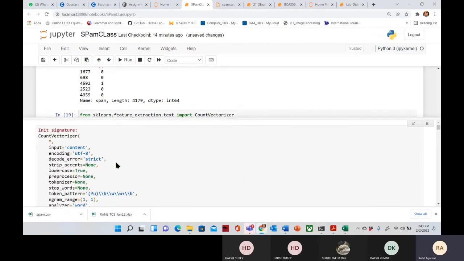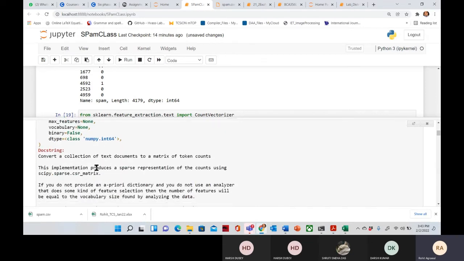See, count vectorizer, input content, encoding, whatever, convert a collection of text documents to a matrix of token counts. So it will count which character is occurring how many times. Okay, and it will give you a sparse matrix. I think you might not be aware what a sparse matrix is. Are you aware what a sparse matrix is?